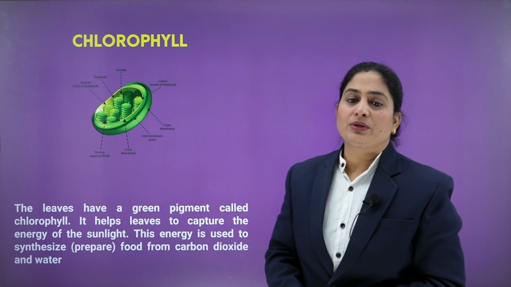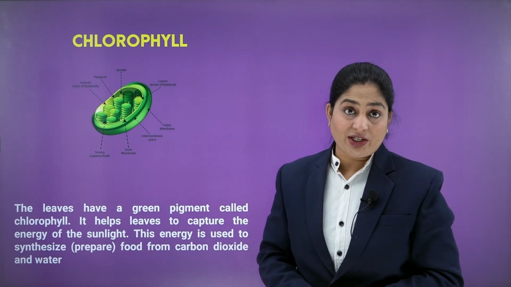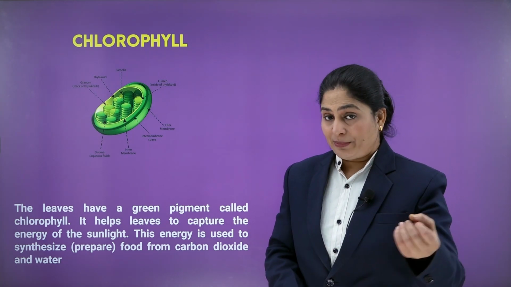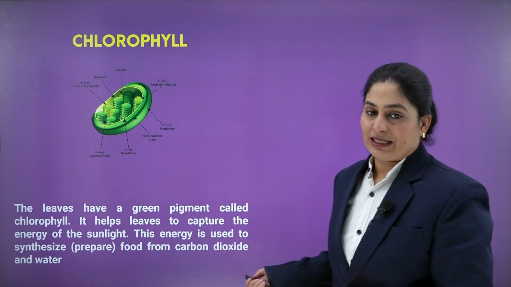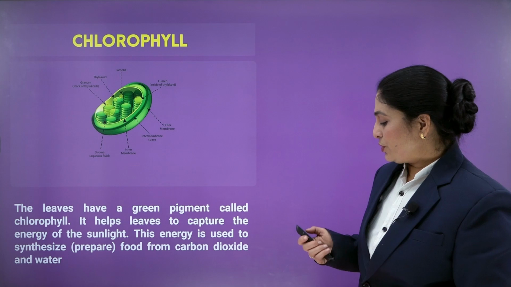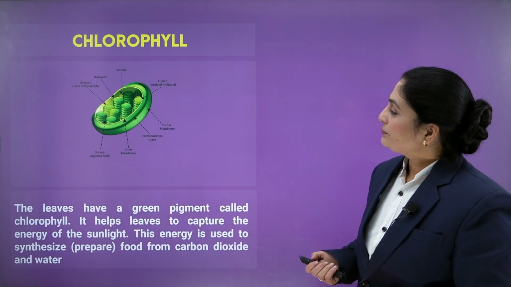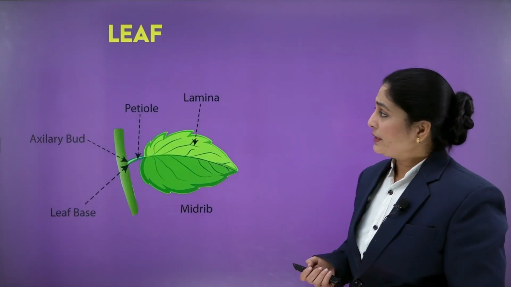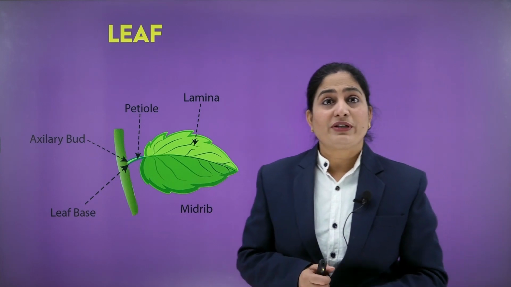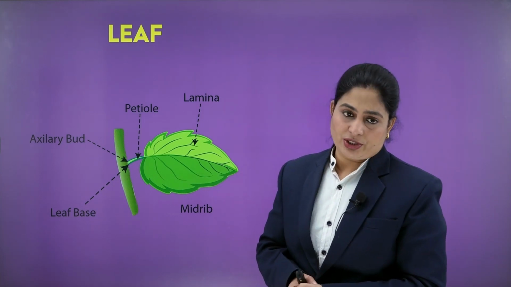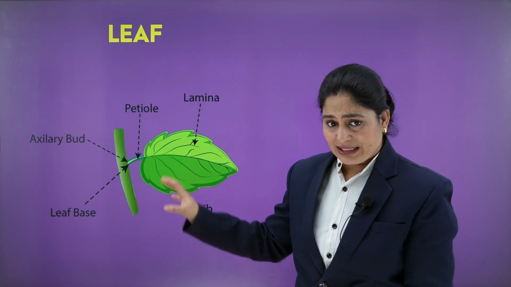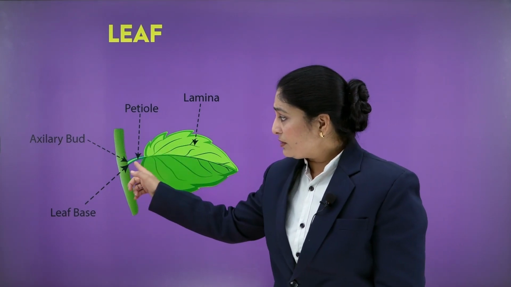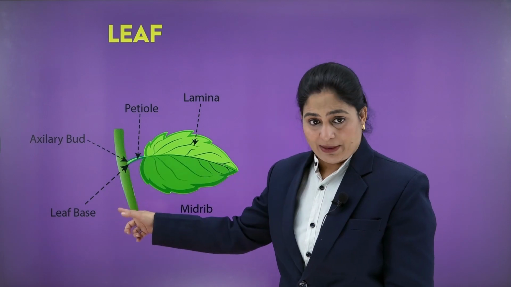So this is how chlorophyll helps in exchange of gases and preparation of food in the process of photosynthesis. Let us move further and talk about the structure of a leaf. Here I have an image of a leaf, and you can see the part where the leaf attaches with the stem.